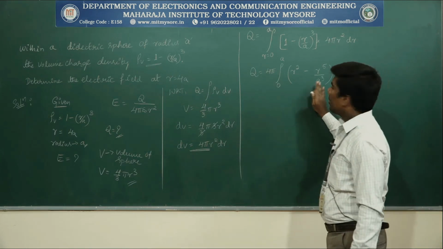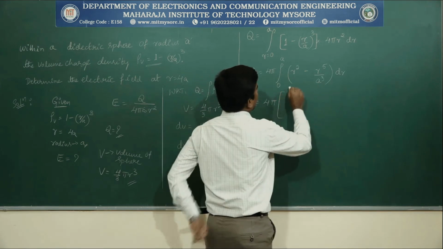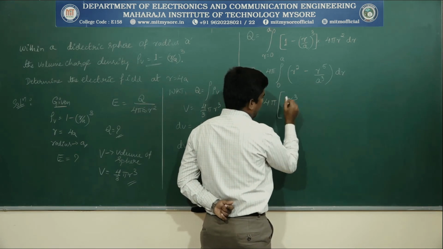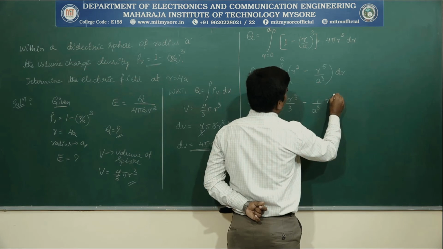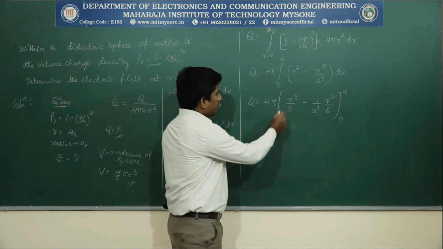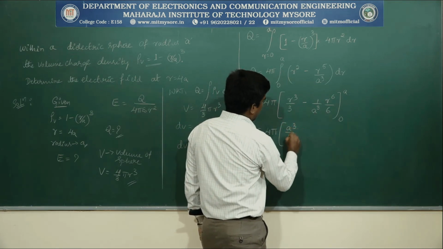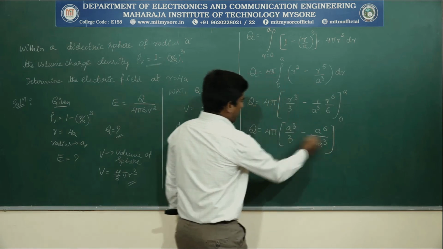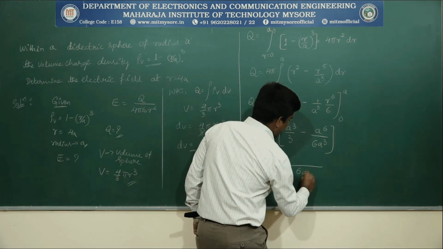Now integrate this. After integrating, what we are going to get, Q is equal to 4 pi into integration of r square, r cube by 3 minus 1 by a cube times of r power 6 by 6, right, from 0 to a. After this step, substitute the limits. 4 pi into a cube by 3 minus a power 6 divided by 6 a cube. What is the LCM for this? Q is equal to 4 pi times of, LCM is 6 a cube.